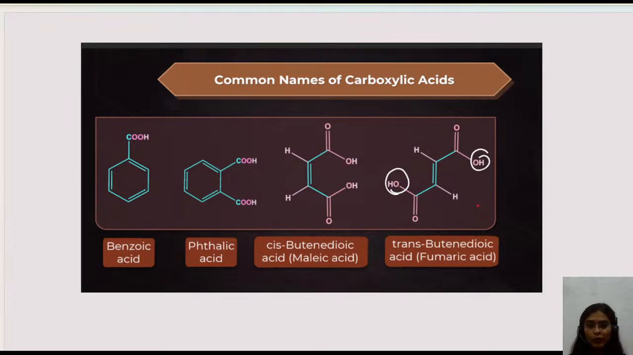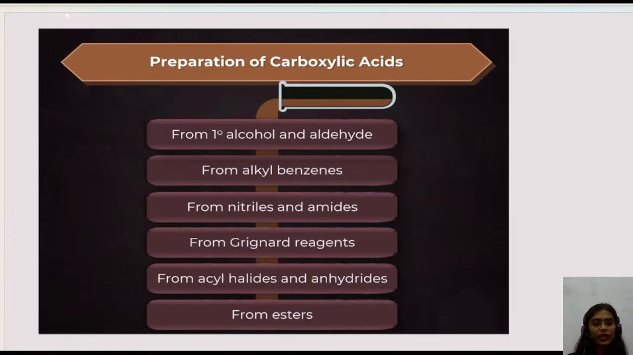Some methods you may already know, and some we are going to discuss. Let's discuss some methods for how to prepare carboxylic acid from primary alcohol and aldehyde, where you have to use a very good oxidizing agent, and definitely we end up with this. Then from alkyl benzene, from nitrile and amide, from Grignard reagent, from acyl halide, and from ester as well. So let's discuss all the preparations one by one.